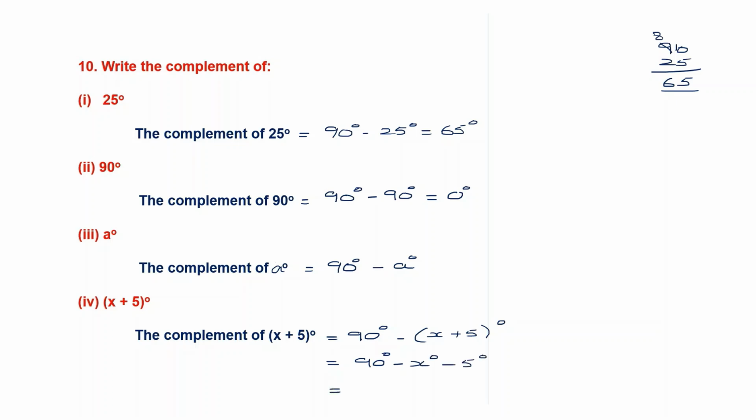Now here, let's work this out. We can subtract 90 minus 5. 90 minus 5 is 85 degrees. 85 degrees minus x degrees. So this is my answer. So the complement of x plus 5 degrees is 85 degrees minus x degrees. We can also write this as (85 minus x) and put the degrees after the brackets. So this is our answer.